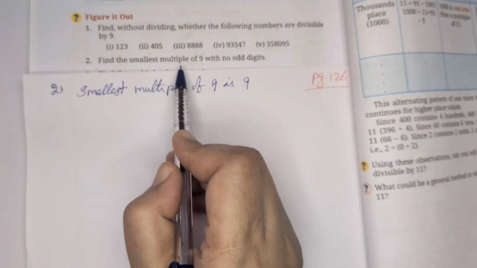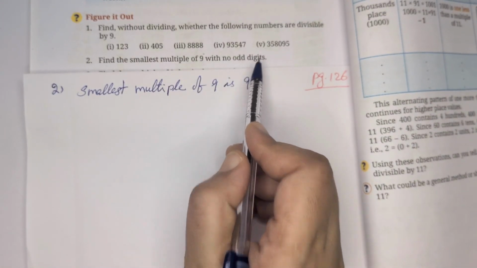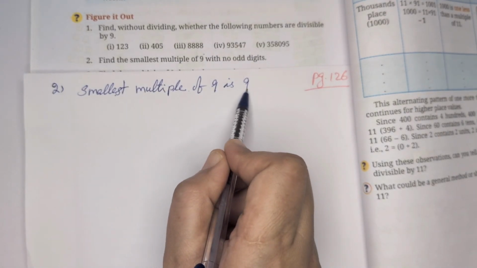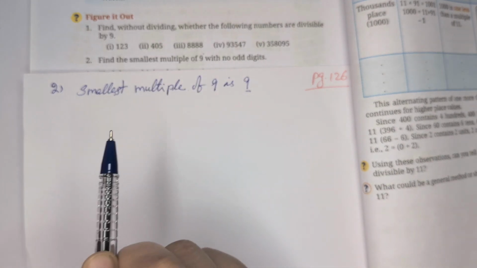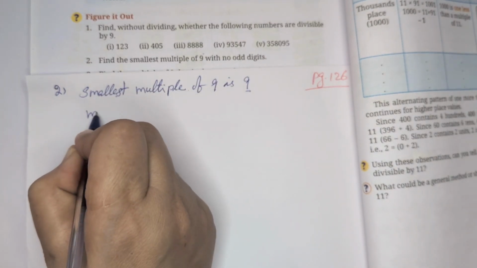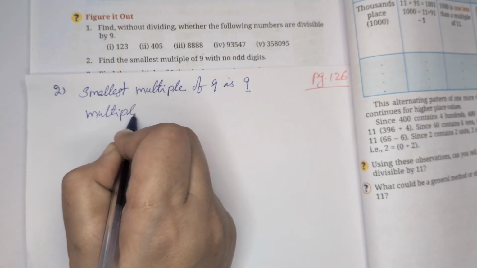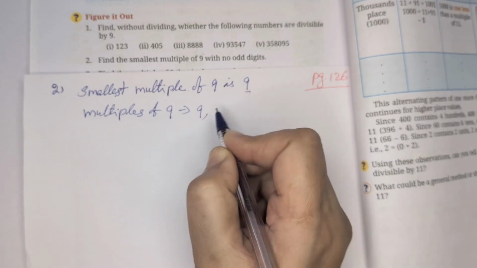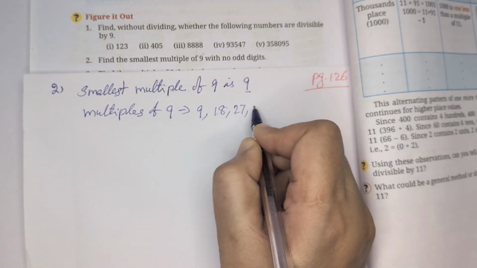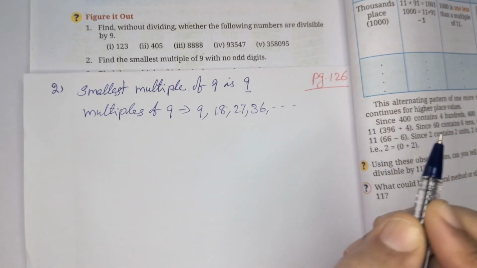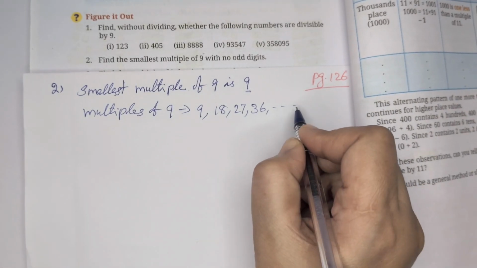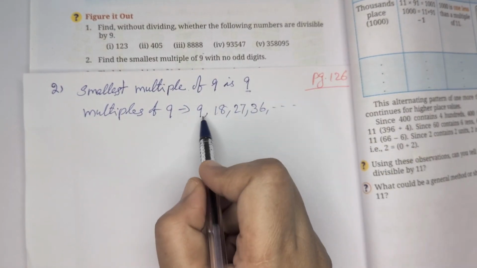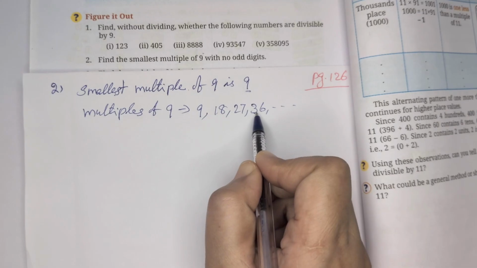Second question, find the smallest multiple of 9 with no odd digits. We know that the smallest multiple of 9 is 9. 9 is the first multiple of that number. Then multiples of 9, we know from the 9 table, 9, 18, 27, 36, etc. It is going on, and then the question is with no odd digit. Everywhere one odd digit is coming.